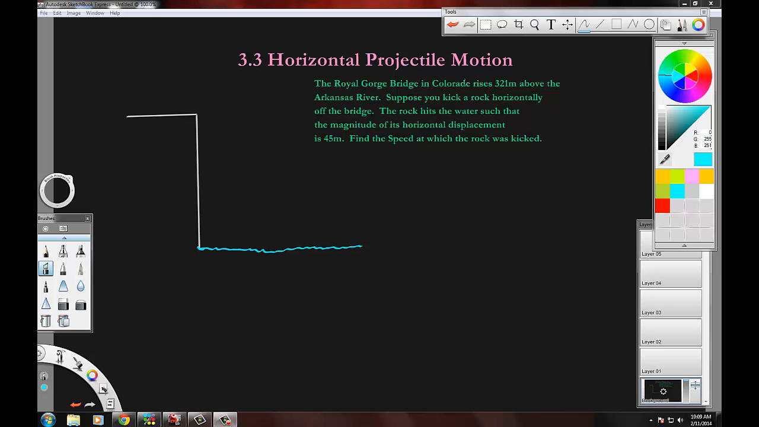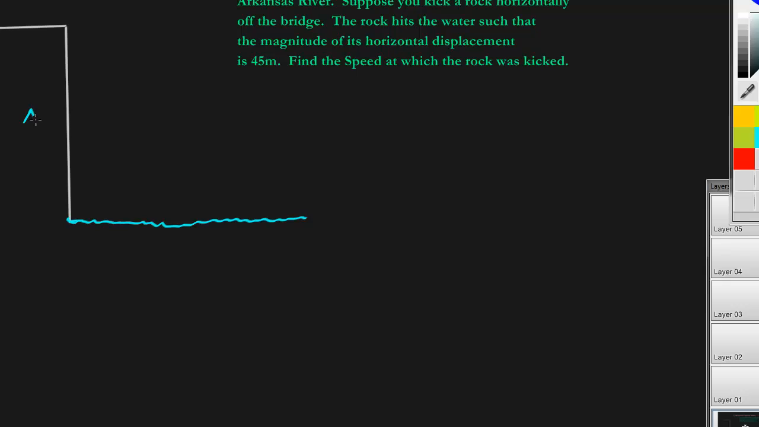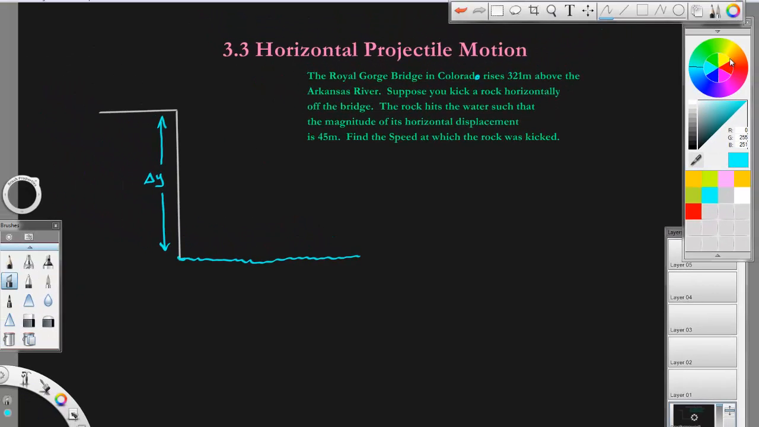We've got a bridge in Colorado. It rises 321 meters above the Arkansas River. So this distance here, we're going to call delta y. We need to get used to seeing that. That's the change in the vertical distance. That delta y is 321 meters.